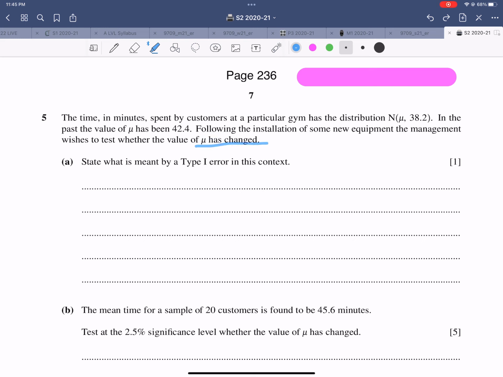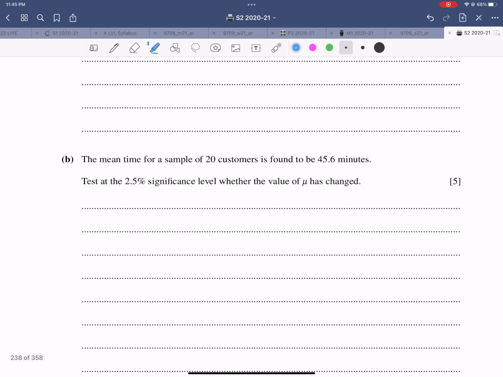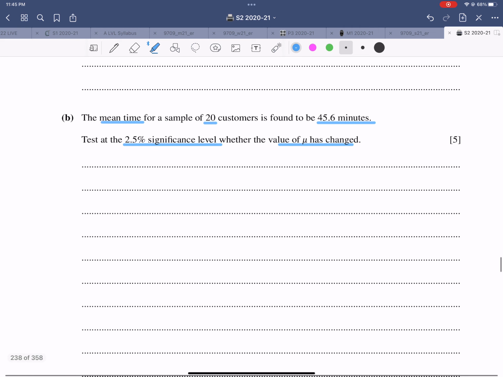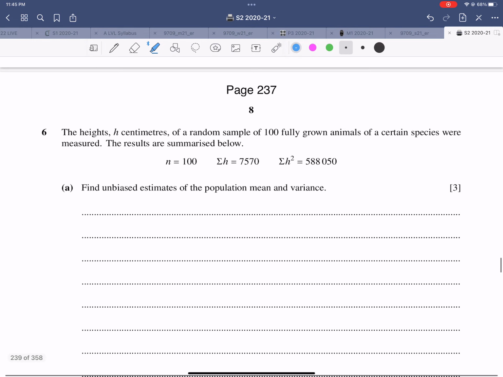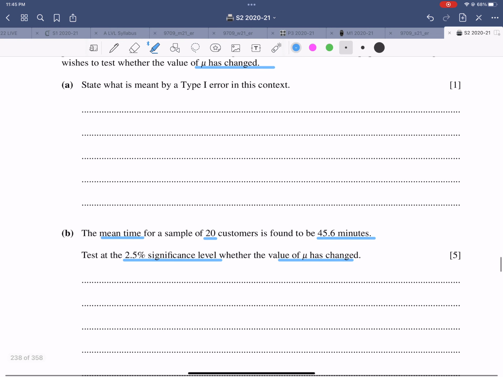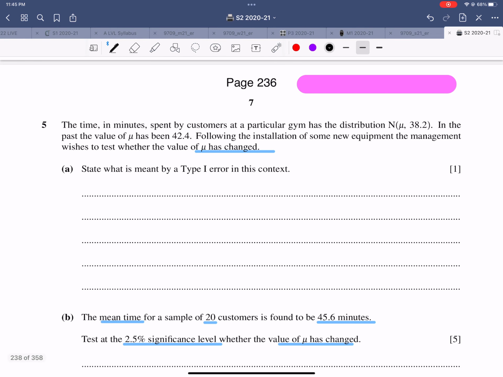And secondly, what else are they asking for? They are asking for the mean time for a sample of 20 customers. Let me underline, that's the mean time. Sample of 20 is found to be 45.6 minutes. Test at the 2.5% significance level whether the value of mu has changed. So now this is strange that the first question was also about a two-tailed test, and the second is also about a two-tailed test. So let's get started. And this is a hypothesis test, for a normal distribution.